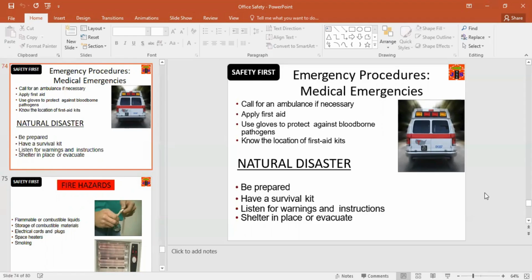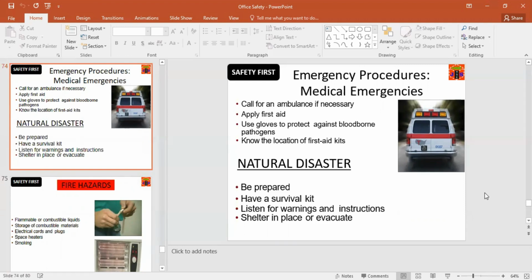Be prepared. Have a survival kit in your office. Listen for warnings and instructions that might be different. And you should be aware and you should be able to make a difference which kind of warning is for which kind of emergency. Where are the shelters and how to evacuate. This is again the responsibility of the individuals those are working in the office.